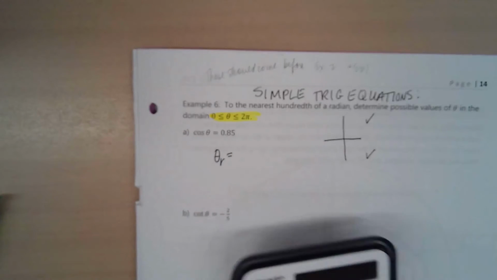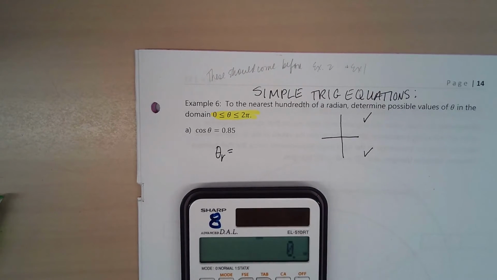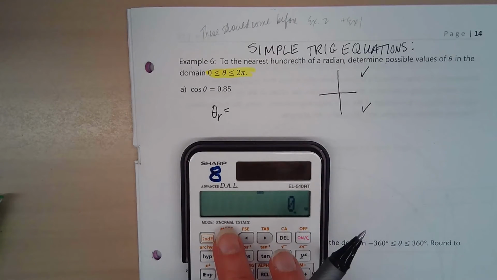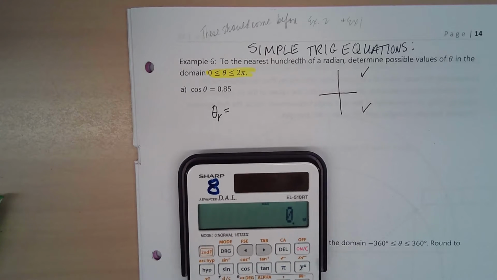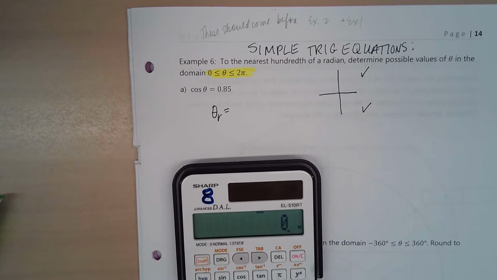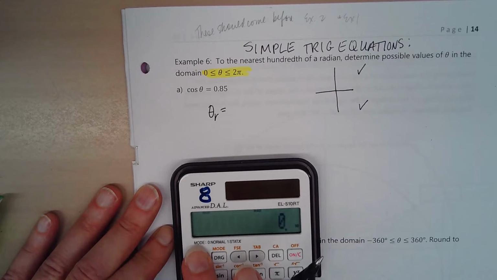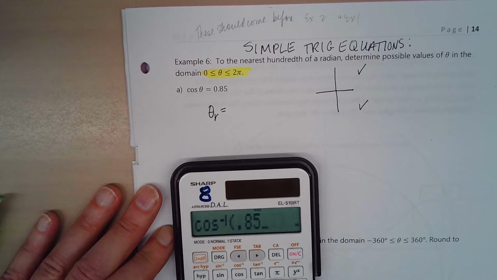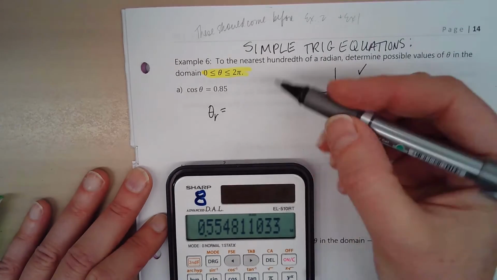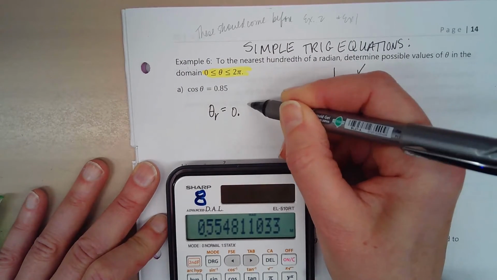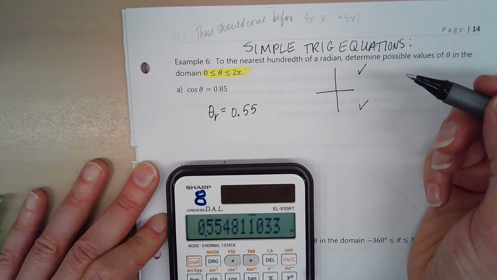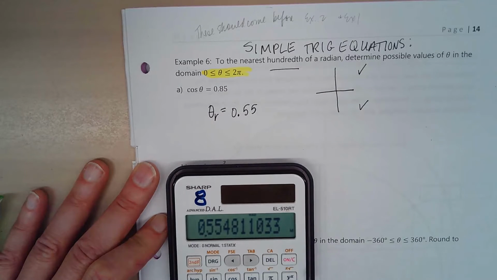For these, somewhere in your calculator, you probably have something that says DRG. That's usually how you flip back and forth. So I just keep pressing till I see radians. Okay. So I'm going to go second cos 0.85, and I get a radian measure of 0.55, to the 100th, so we're just using 2 decimals.